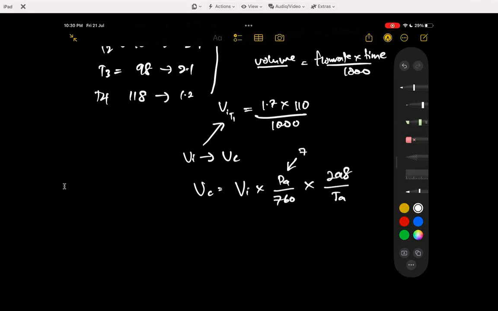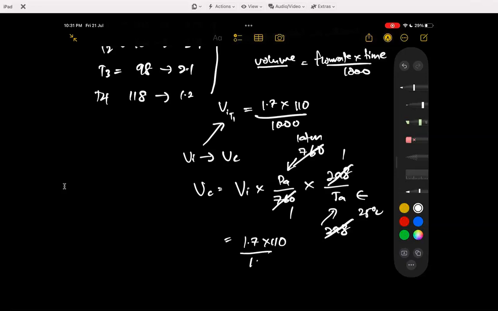So let's assume this one at the 180 m or 760 millimeters of mercury, and then let's assume this one as the laboratory condition, which is 25 degrees C, which corresponds to 298. So 298 is 1, 760 is 1. So what we'll get is 1.7 times 1110 divided by 1000 times 1 times 1. What is actually the 1 here? This one corresponds to the correction for the STP. Okay, that is the basic understanding.